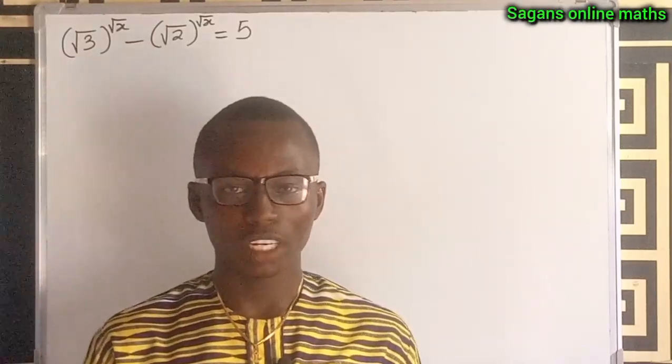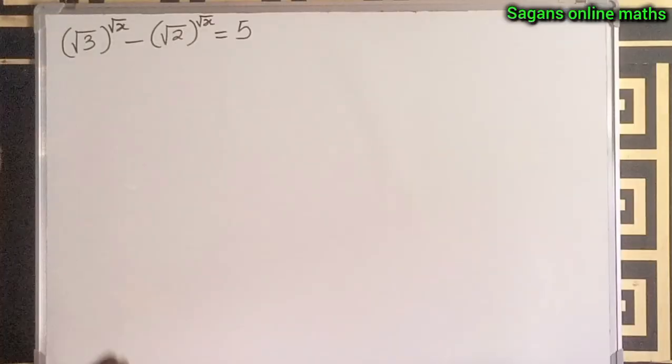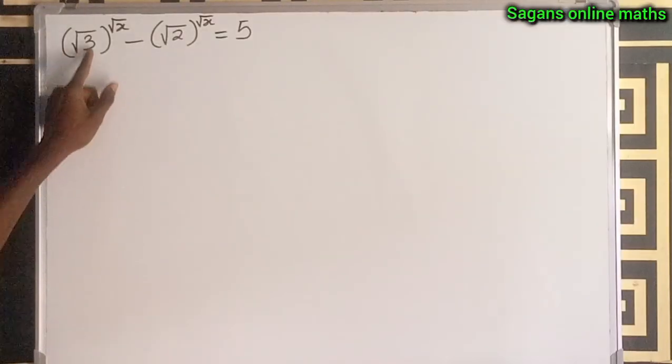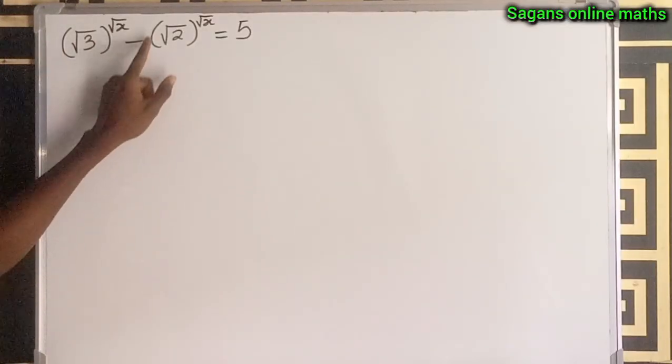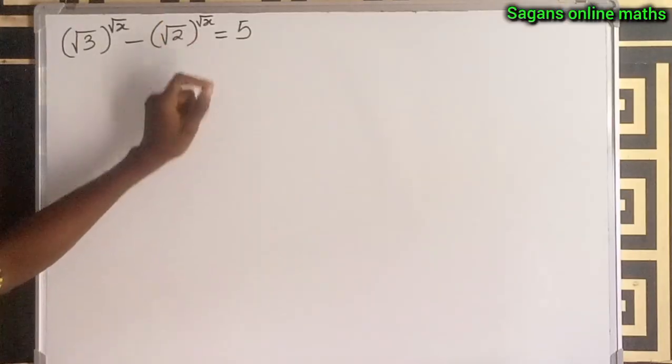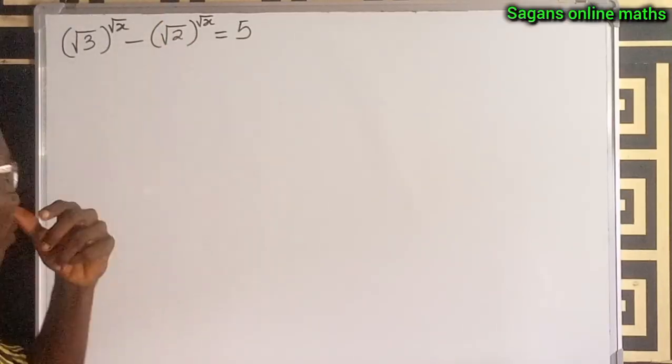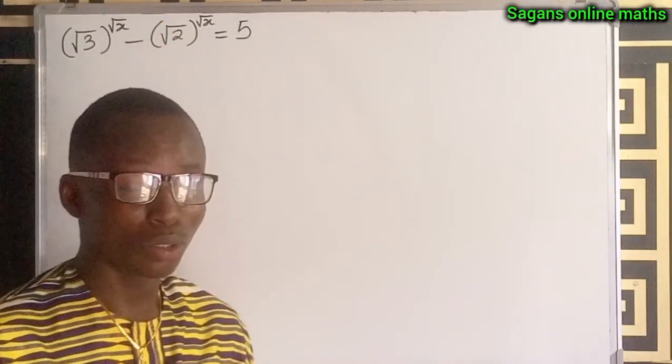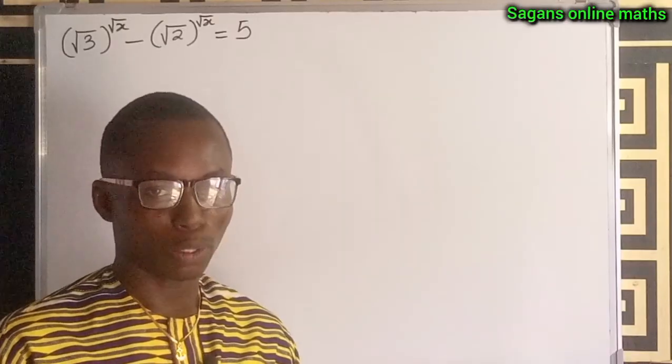Let's solve this question together. Now look at what you are given. We have (√3)^√x − (√2)^√x = 5. We are asked to solve for the value of x in this equation.